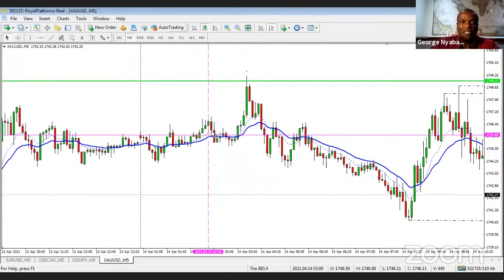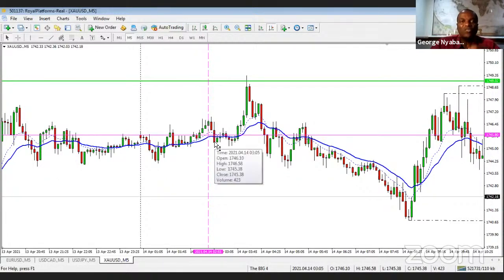So the first candle that opened was a bear candle, a very good bear candle. The second candle was a follow-through candle, a strong candle closing beneath the moving average. So a fantastic demonstration of bear strength.